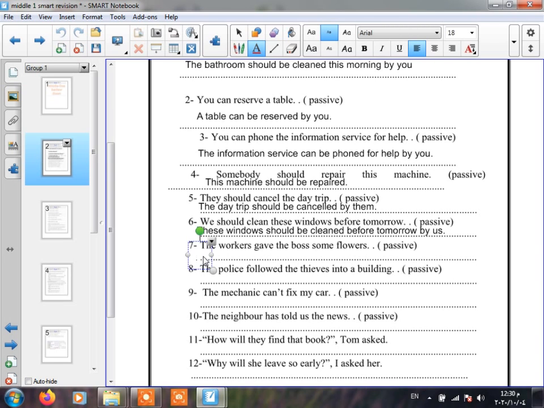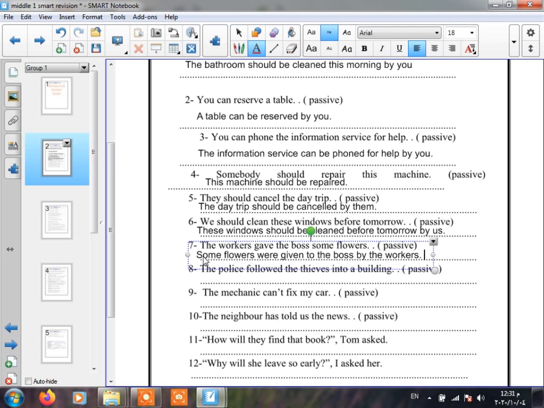So I can put here two answers. Okay, so let's start with the boss. So I will consider flowers as my object. So some flowers. Okay, the sentence here is in the past simple. So in the past simple, I have to put was or were before the verb in the past participle. So some flowers were given to the boss by the workers.